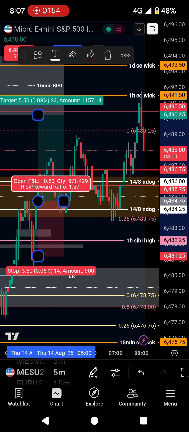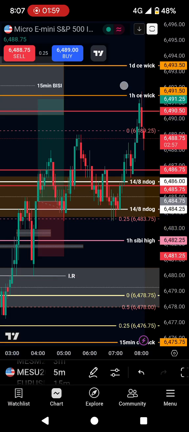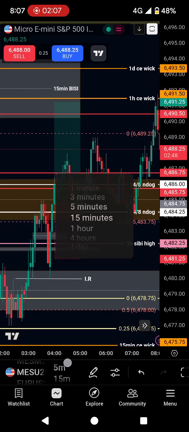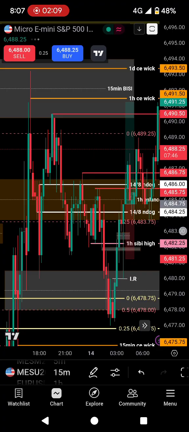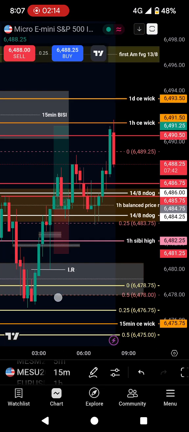So let's see how many points is that. So basically one tick below the 1 hour CVIC, so 6.5 points. 450, so roughly like 4 hours, this trade. So basically this kind of trade is the kind of trade that you just leave it there and just let it do its thing.